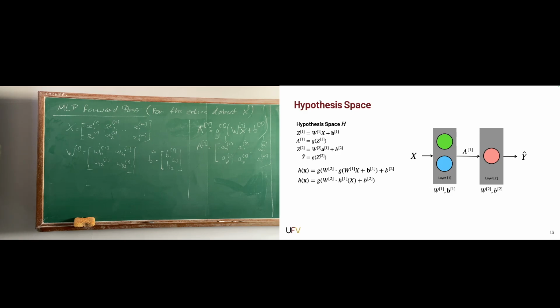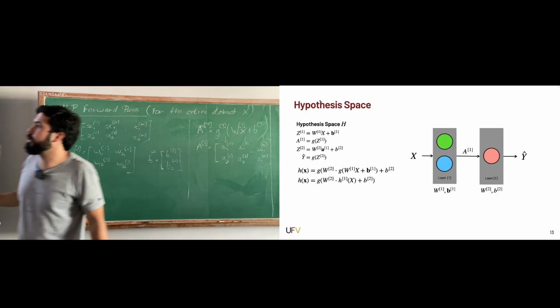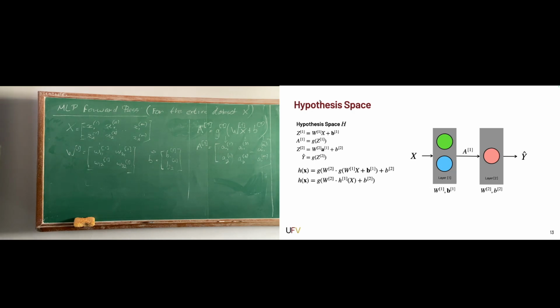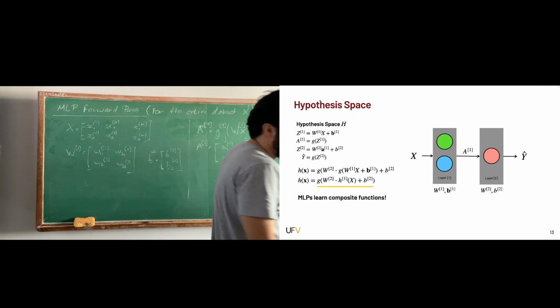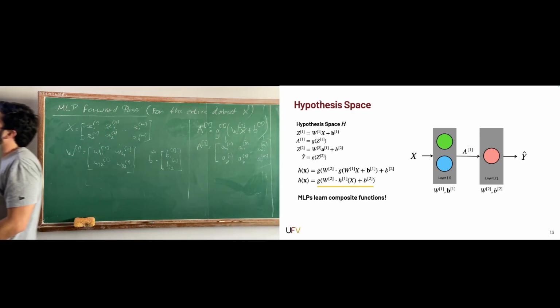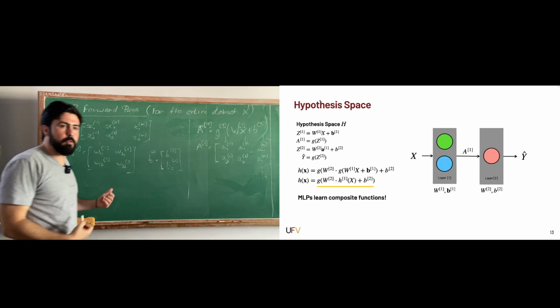And I'm calling this expression here, G of W1 times x plus B1, as h1 of x, okay? Or in other words, I'm calling this the hypothesis of the first layer. And I'm doing this so you can visually see that this is a function. So what we have as a hypothesis space for neural networks is a space of composite functions.